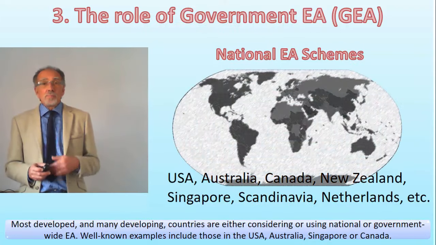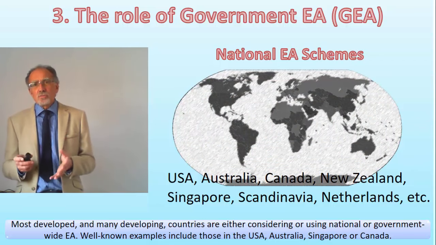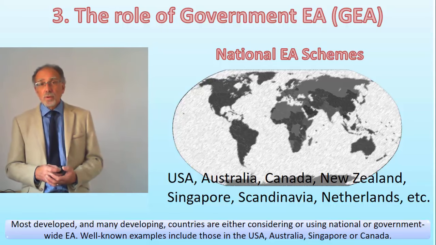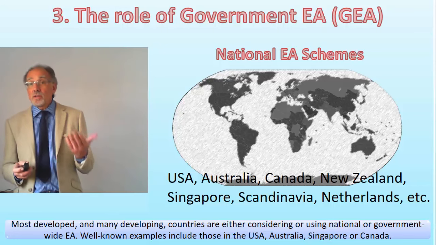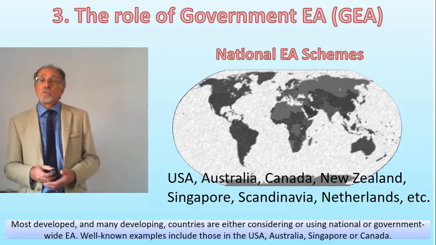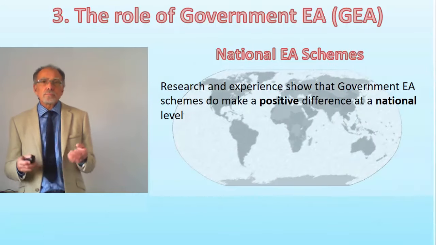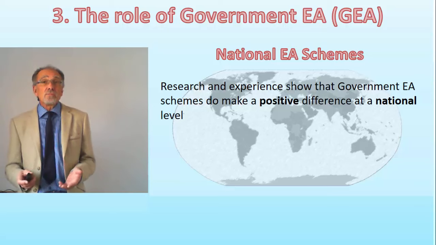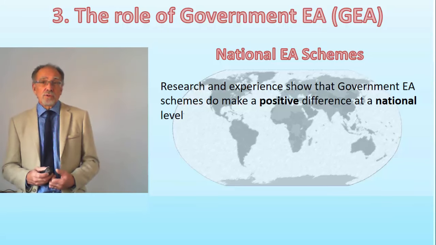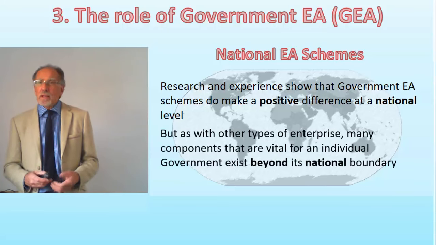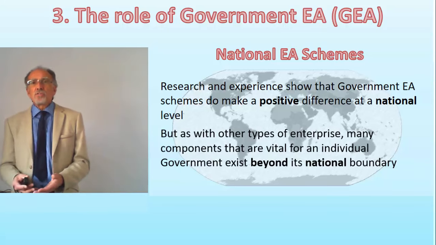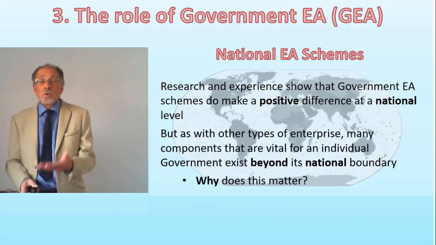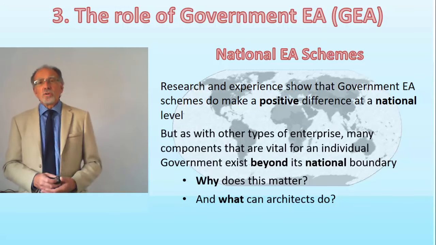Most developed and many developing countries are either considering or using national or government-wide enterprise architecture. Well-known examples include those in the USA, Australia, Singapore, or Canada. Research and experience show that government enterprise architecture schemes do make a positive difference at a national level. But as with other types of enterprise, many components that are vital for an individual government exist beyond its national boundary. Why does this matter? And what can architects do?